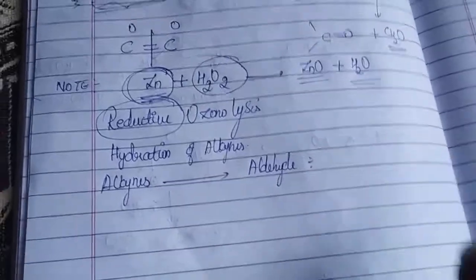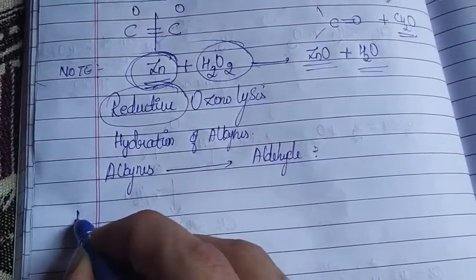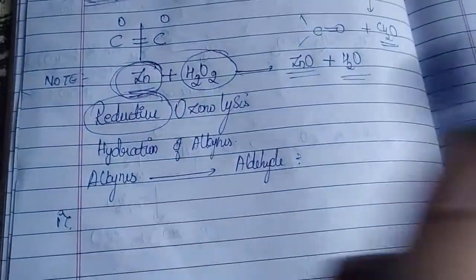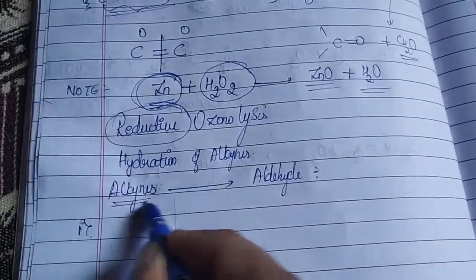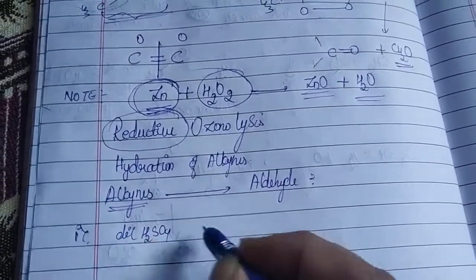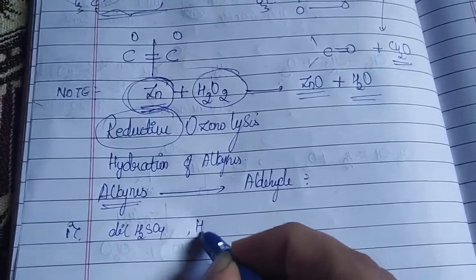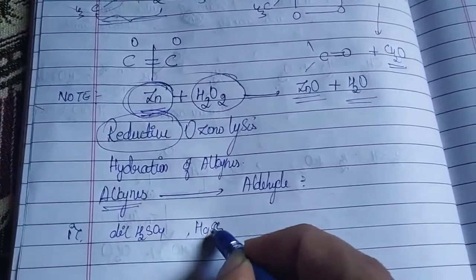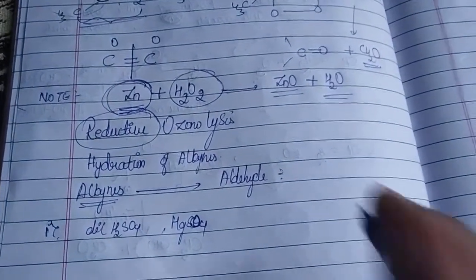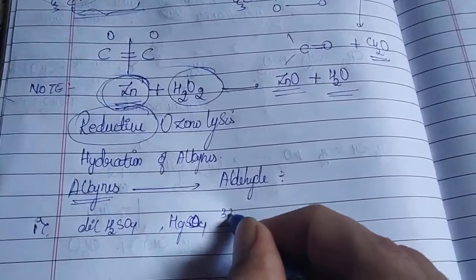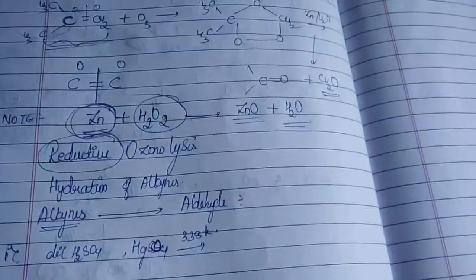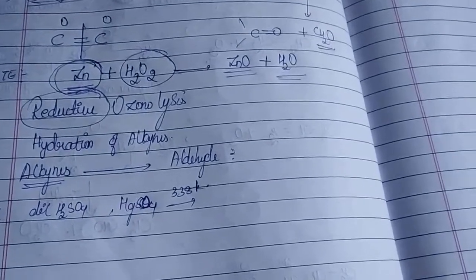So before going through the reaction, I would just like to mention some important points over here. Basically, in order to carry out this reaction, first we are treating our alkynes with dilute H2SO4 in the presence of mercuric sulfate, HgSO4, at a temperature of nearly 338 Kelvin.